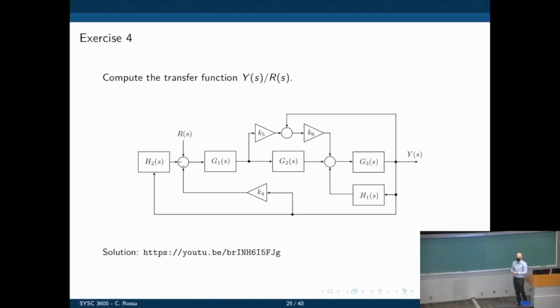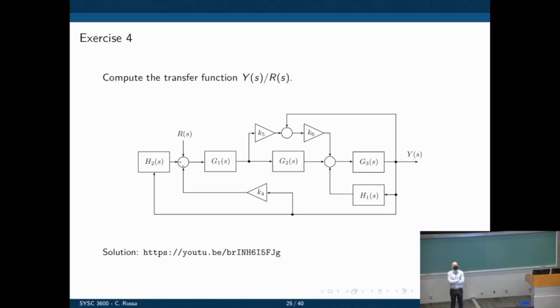Aha, that's better. All right. We want the transfer function Y over R. What do we do first? What would be the first step you would take here?